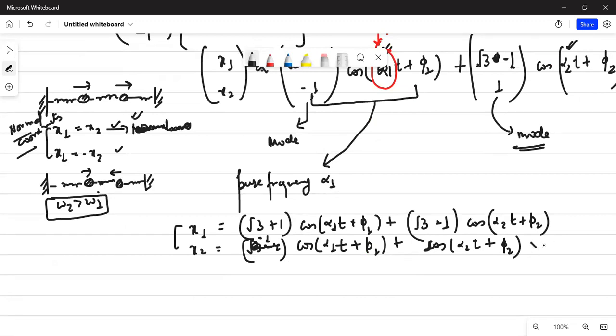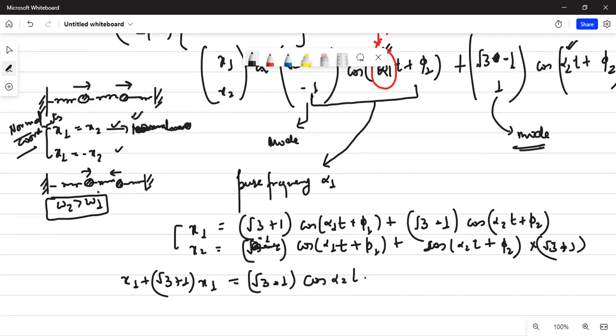So if this is the case, what I would do is multiply this by root 3 plus 1. If I multiply this by root 3 plus 1, I will simply get x1 plus root 3 plus 1 x1 is equal to root 3 minus 1 cos alpha 2 t plus phi 2, plus root 3 plus 1 cos alpha 2 t plus phi 2. I've ignored constants, forget about it.